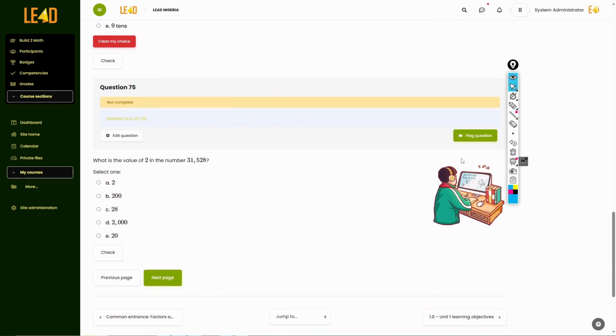What's the value of 2 in 31,528? So I write 2 and turn everything else to 0. That's 20. So the correct option is option E, 20.